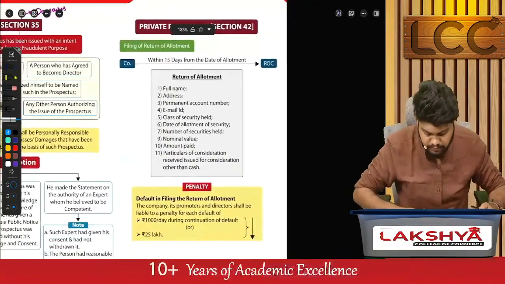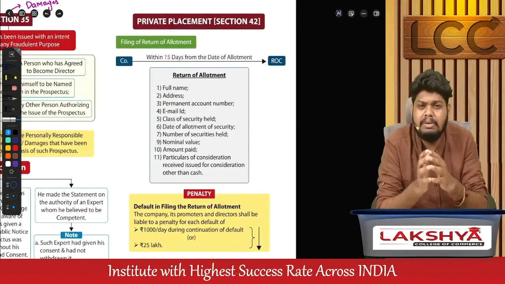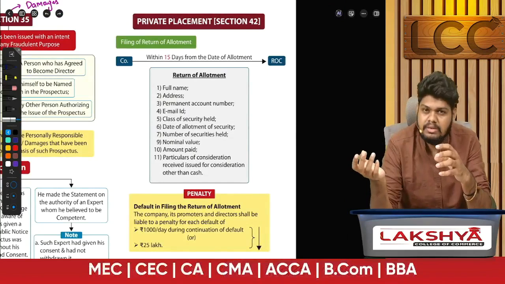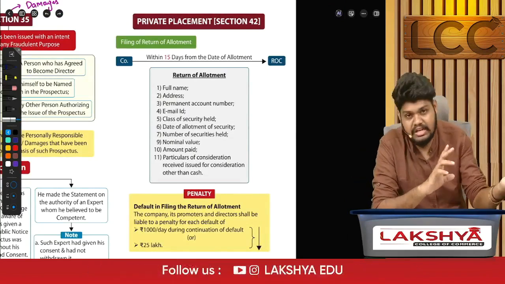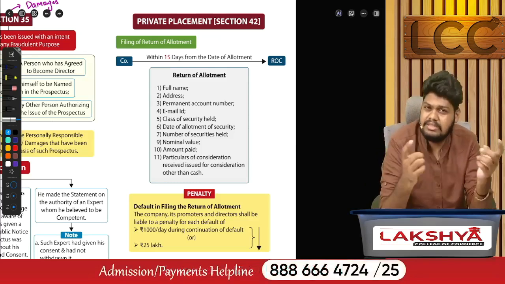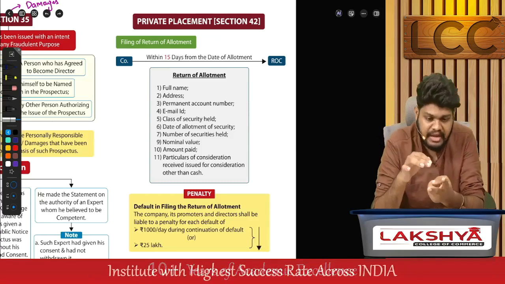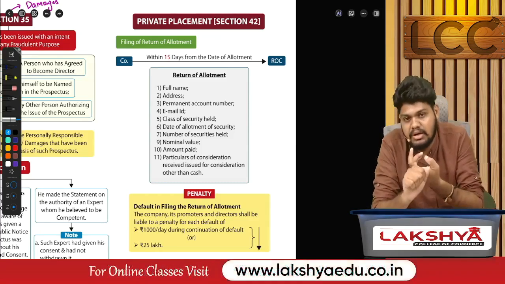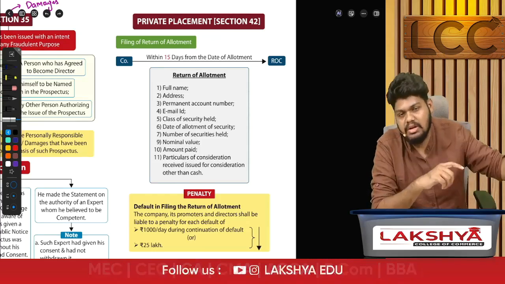Then coming to section 42, the concept is simple. Section 42 is private placement, but penalties are imposed only for the allotment procedure. Remember, once the private placement offer cum application letter is sent to the identified person, and he sends back the application form along with the monies, the company has two options: either allot or refund. If it is getting allotted, the company has to file a return of allotment with the ROC.